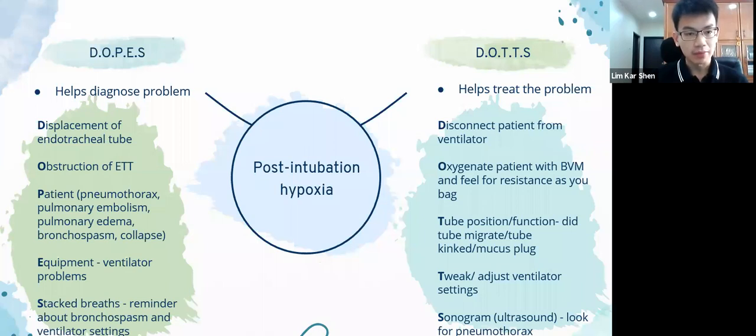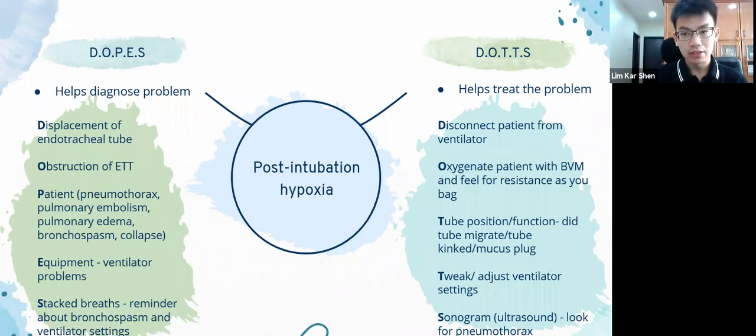Post-intubation hypoxia. There are two mnemonics, DOPES and DOTS. DOPES helps to diagnose the problem. Displacement of the endotracheal tube, obstruction of the ETT, patient problems including pneumothorax, pulmonary embolism, pulmonary edema, bronchospasm, and collapse. Equipment, referring to ventilators. Stacked breath, a reminder about bronchospasm and ventilator settings.